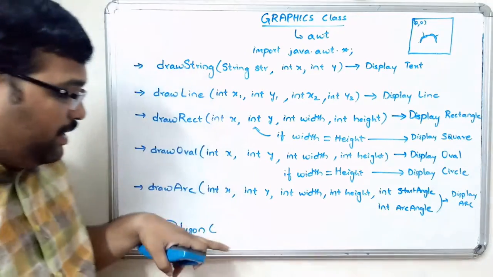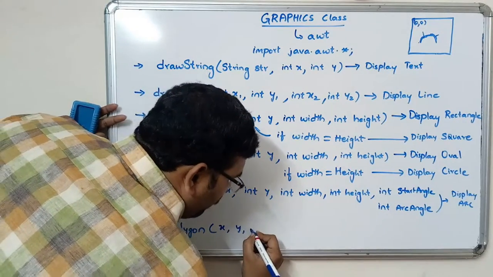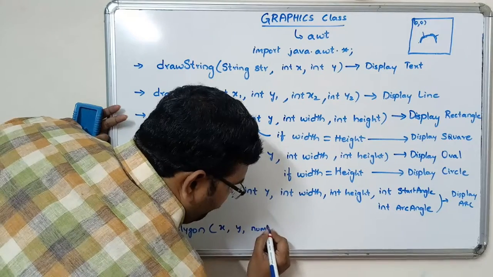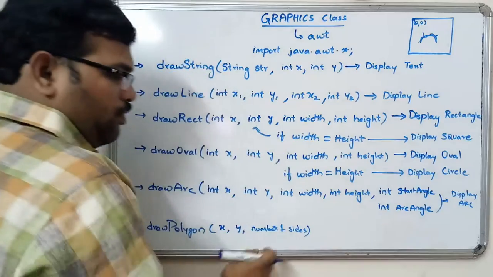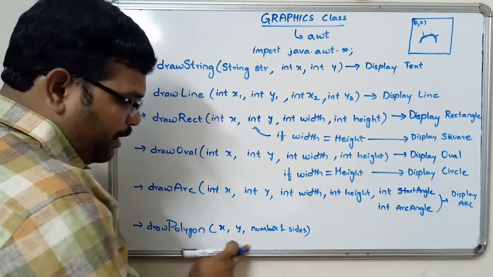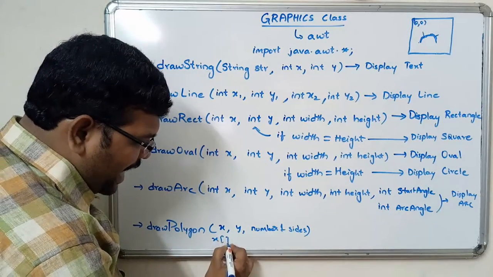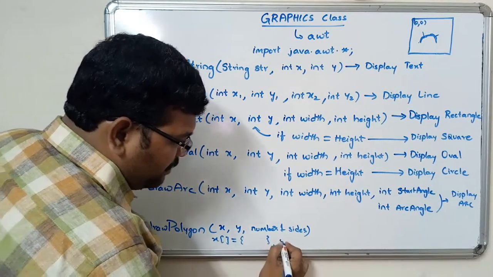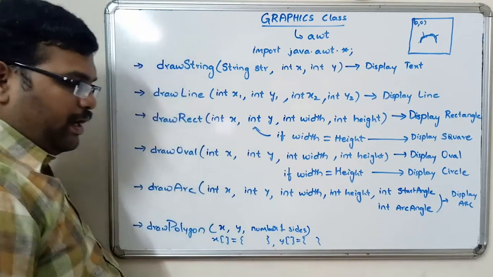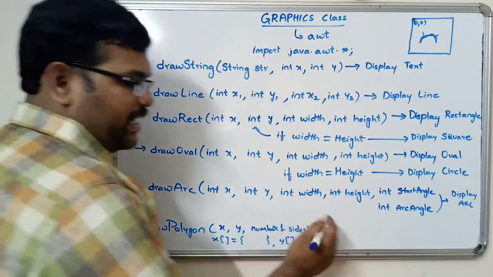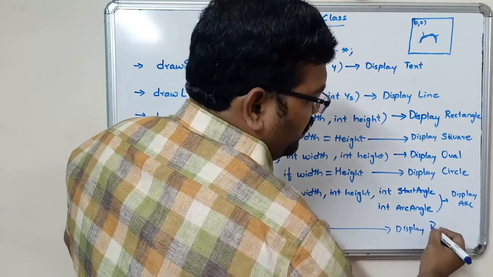So here it will take three parameters, that is x array, y array, and number of sides. How many sides we are giving, that many points should be given to x and y. That means we have to create x array, similarly y array. Right? X array, y array, number of sides. So it will display the polygon.